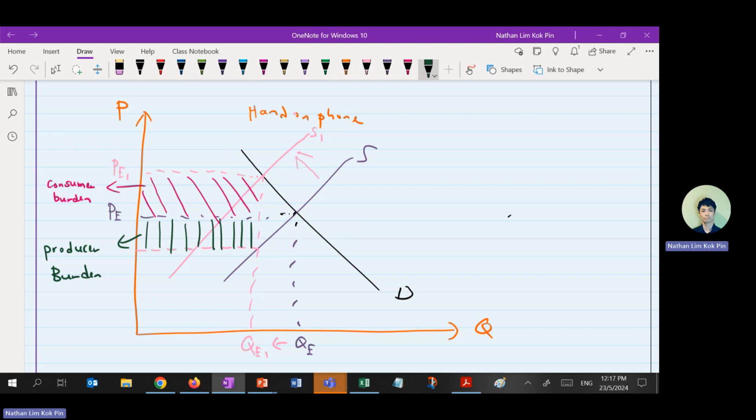Let's say I ask you to calculate the total tax revenue. It's very easy. It's just P1 minus the price below PE. Then it's always the rectangle formula. Do you know the rectangle formula? What is the rectangle area formula? Half times base times height? That's triangle. Rectangle is base times height.